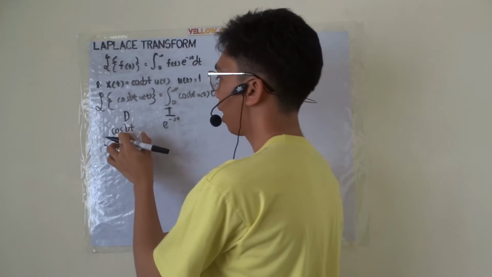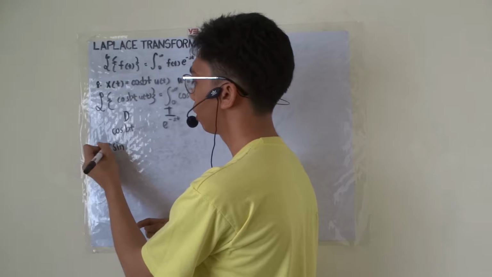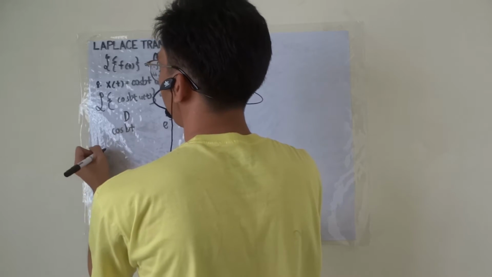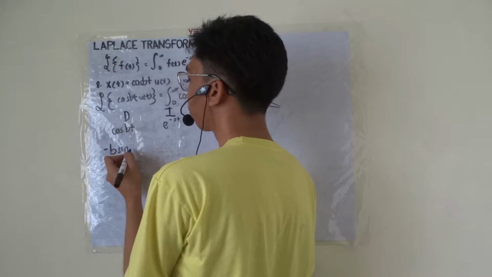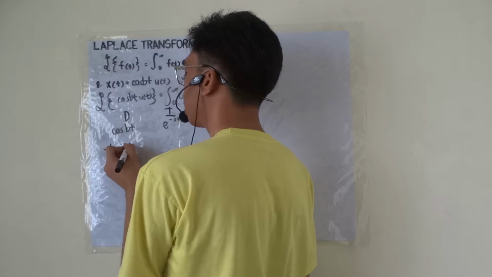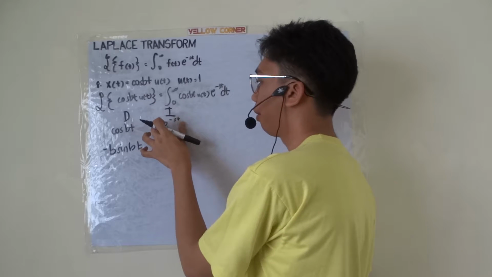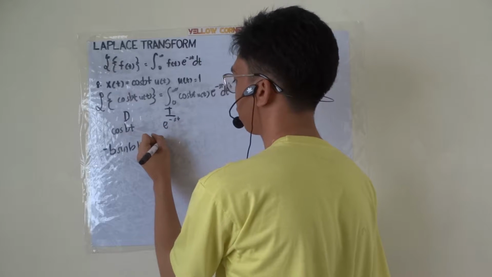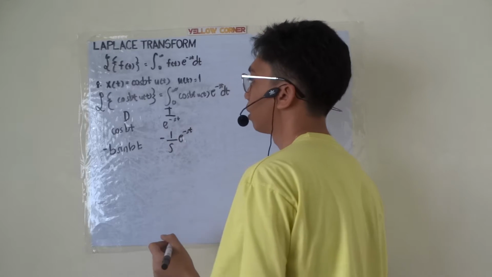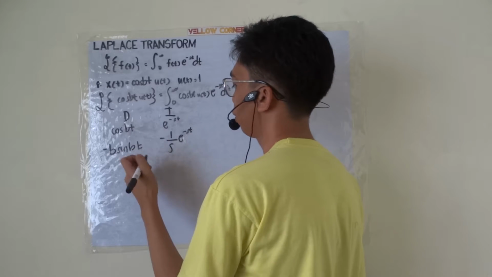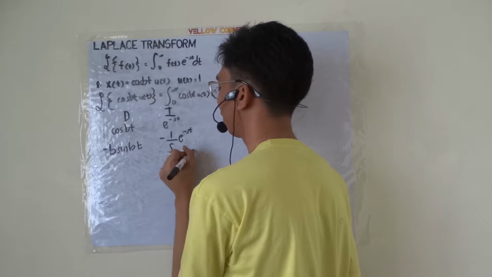And since we have evaluated this with respect to dt, our b will be constant. So we will be having negative b sine bt. And evaluating our integral part, we have negative 1 over s times e raised to negative st. And evaluating another integral, we have positive 1 over s squared e raised to negative st.